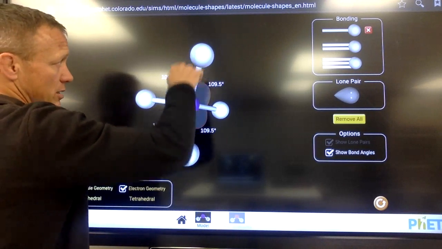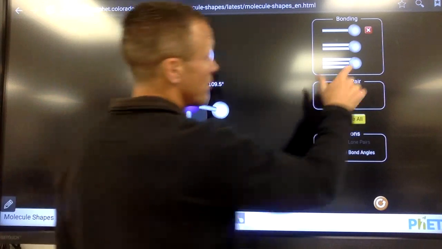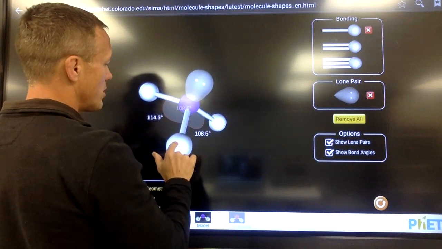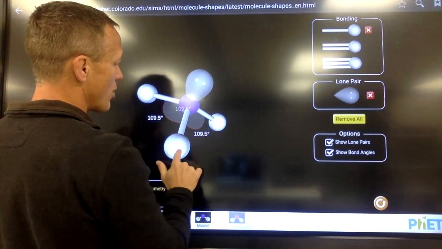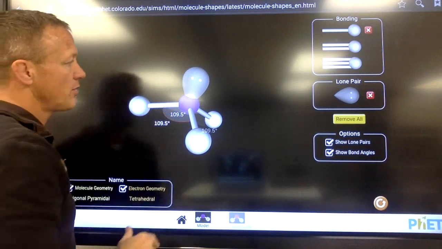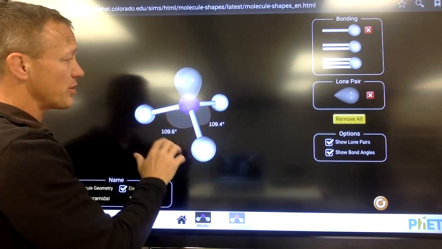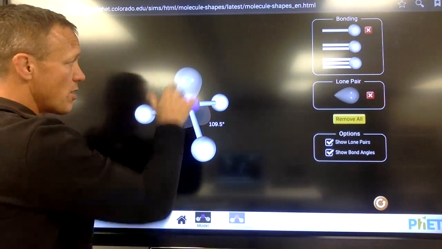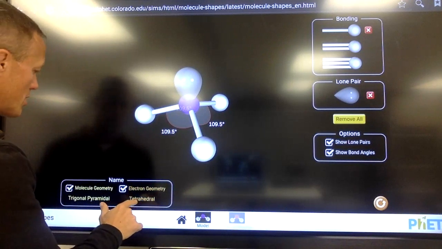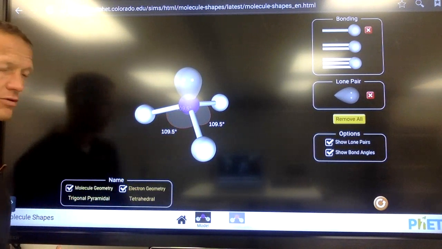If one of these was gone and replaced with an unshared pair, so let's take one off and put a lone pair on there, our bond angle is still about 109.5. It'd actually be just a little bit less than that. Unshared pairs have more repulsion than shared pairs. So our electron geometry has not changed. We still have 1, 2, 3, 4 pairs around the central element. 4 pairs around the central element are always tetrahedral. An unshared pair with 3 bonds is trigonal pyramidal.